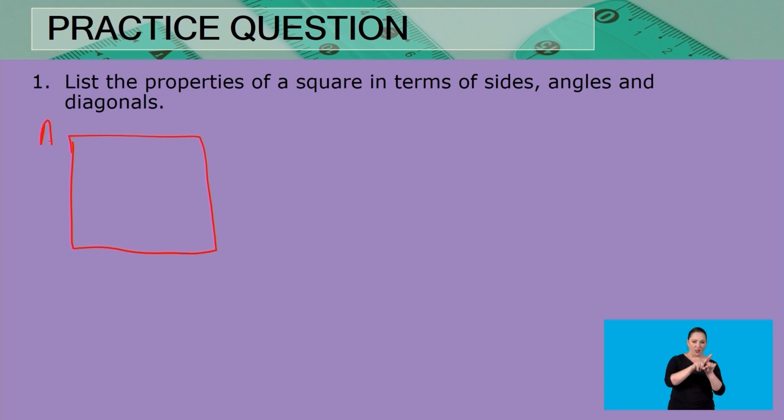If we label the square that we have drawn here as A, B, C, and D, then we would know that AB is equal to BC, and that is equal to DC, and that is equal to AD. So all of the sides are equal.